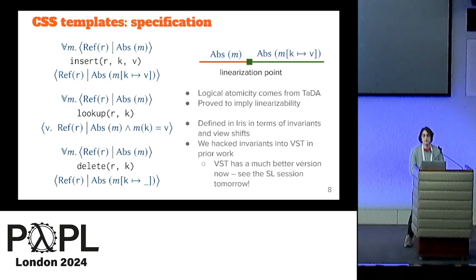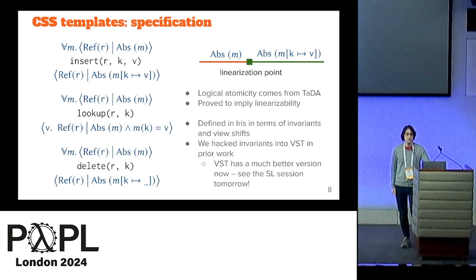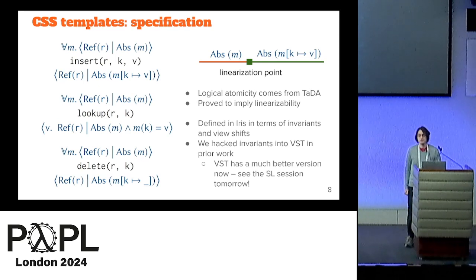So this idea of logically atomic triples originally comes from the Tada logic. It is nice, it's the condition that we want to use, because it's been proved that if we prove triples that look like this for each of our functions, then what we get is linearizability, that you can't distinguish between the concurrent implementation of the data structure and a sequential implementation of the same data structure.